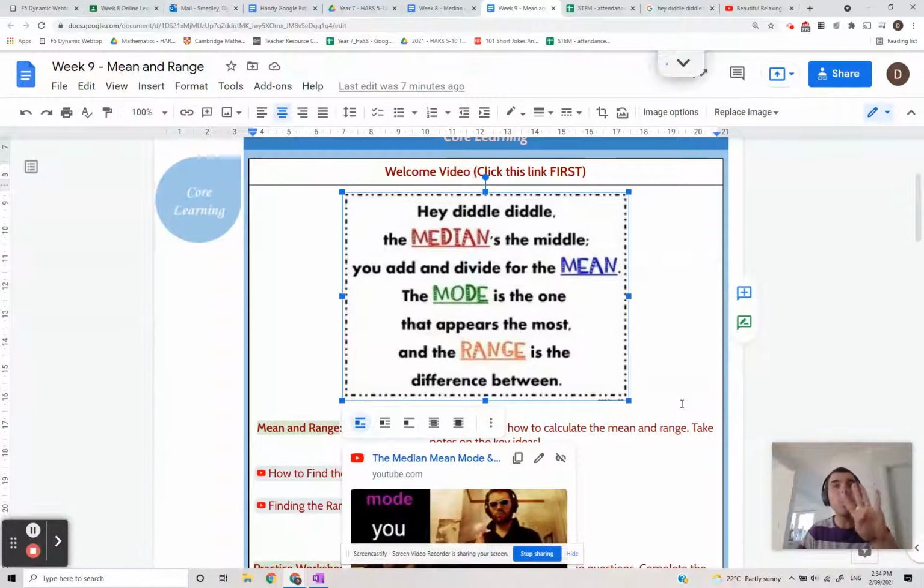Because we've kind of got 4 words that we've learned in statistics. Mean, median, mode, and range. So they each mean something different, and you need to know how to calculate them. So that little song, to the tune of Hey Diddle Diddle, might help you remember it.